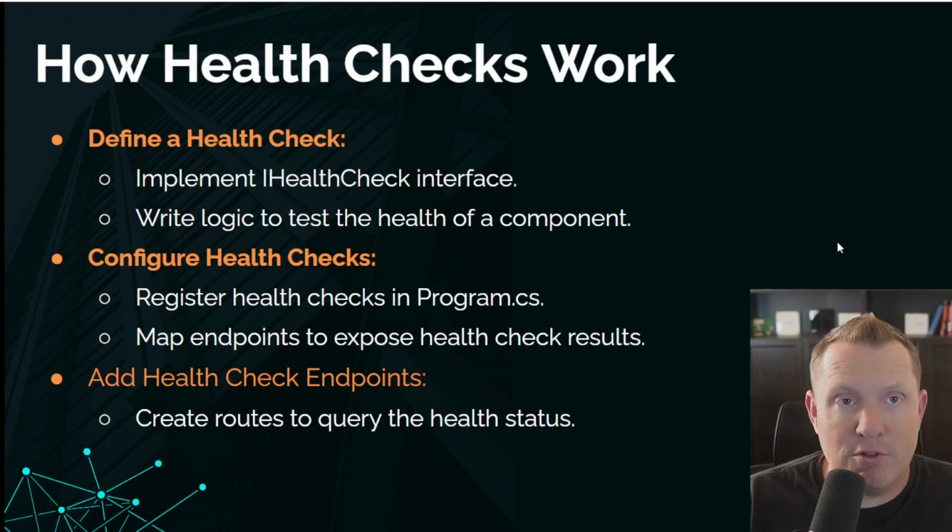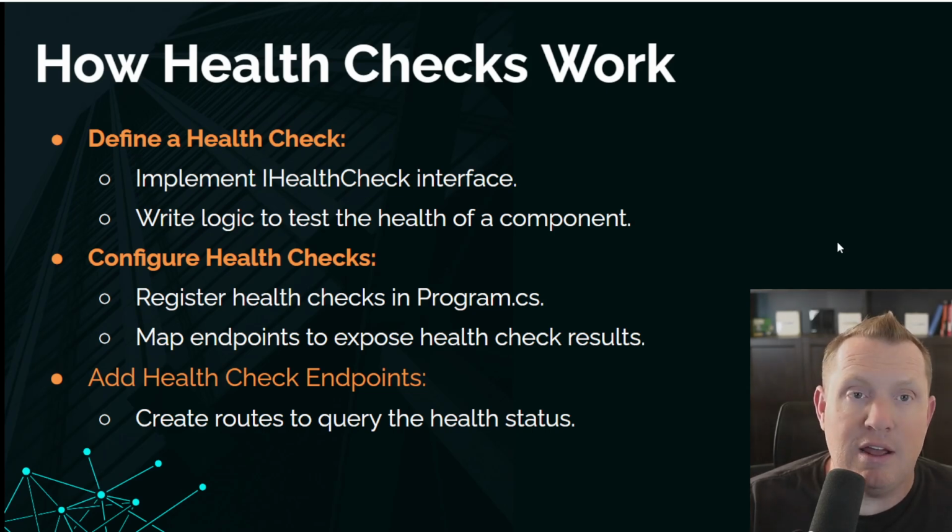I just want to run through this last slide, and then we're going to dive into the code. So let's write the logic to test the health of a component. You have to configure the health checks and register them in Program.cs. You have to map endpoints to expose health check results, and then we're going to add health check endpoints by creating routes to query the health check status.